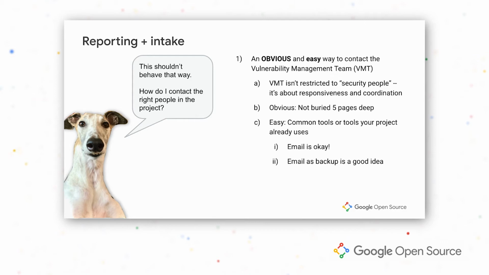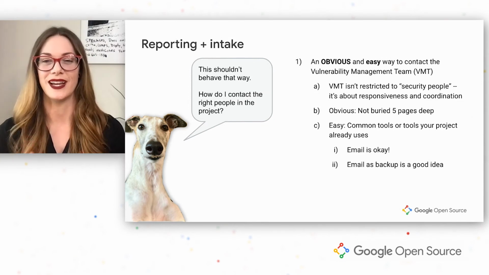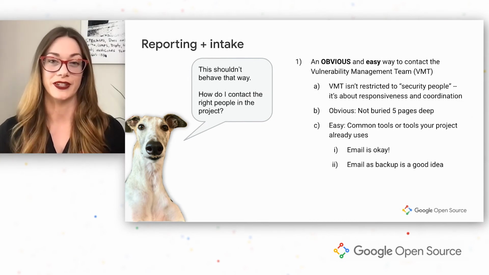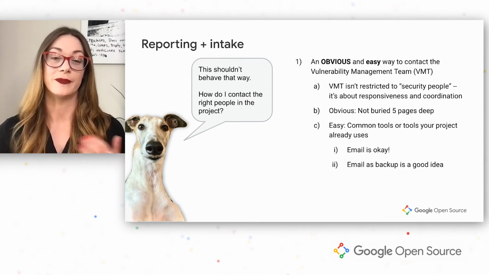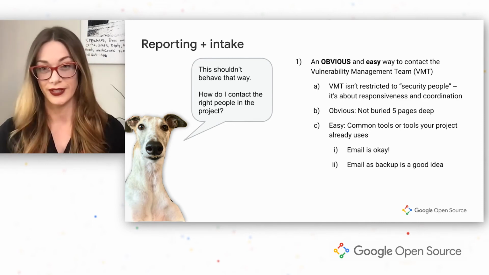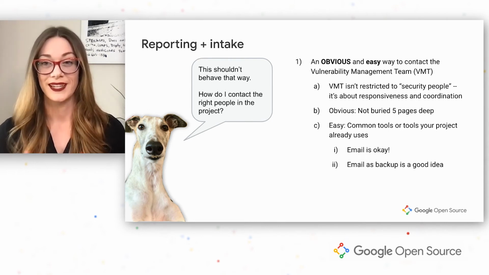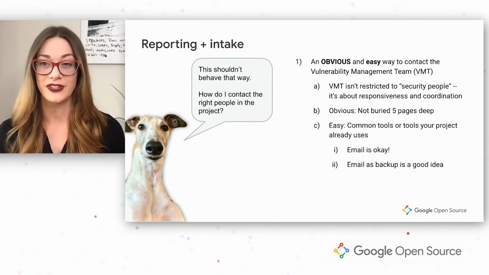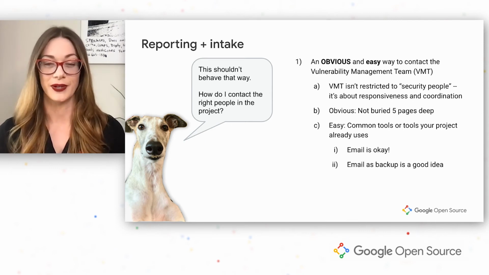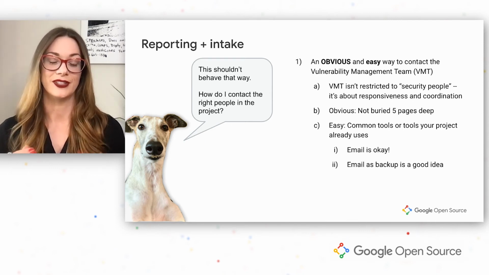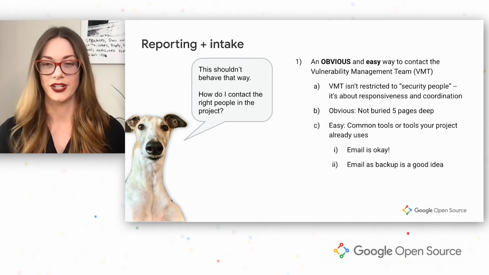So let's talk about that right people group. Who is that? You probably want to set aside a small group within your open source project to be the people who will respond to email, or however you're going to set up your intake, respond to those intake reports, and deal with coordination and triage. It doesn't have to necessarily be all security engineers. These aren't necessarily people who are going to fix the project. They're really just on the hook for taking in reports and triaging them.